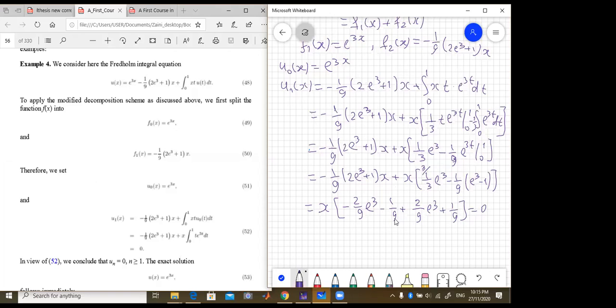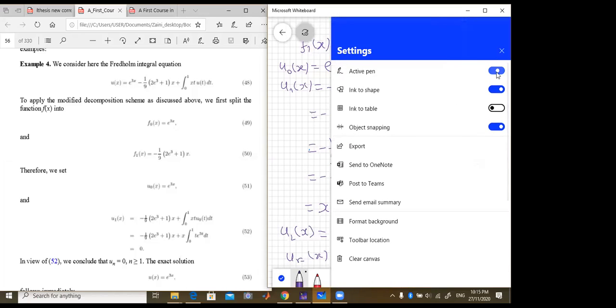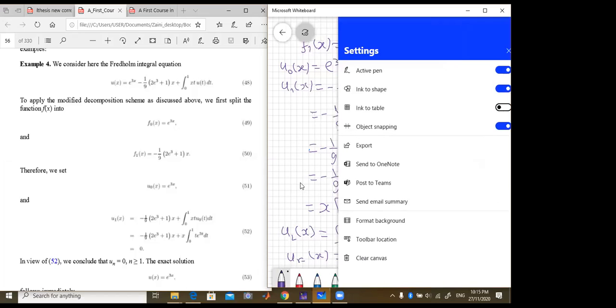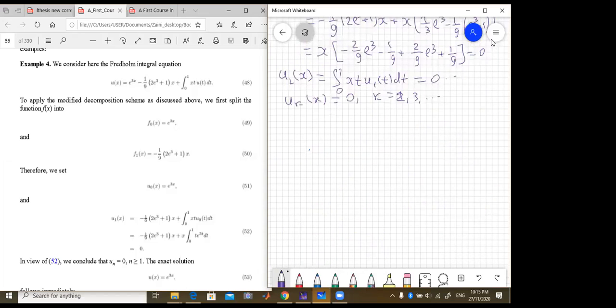So all cancel. The 0. If you want 0, definitely u2 is 0 because it is from 0 to 1 xt u1 of t dt. u1 of t is 0. So all the other terms, uk of x is 0 when k starts from 2, 3, and so on. So if we substitute all these values into the series solution, what do we have?